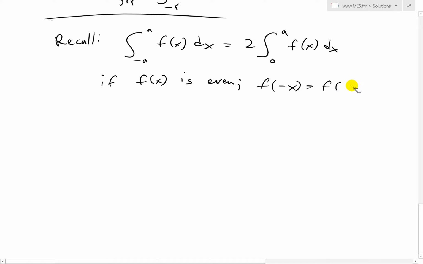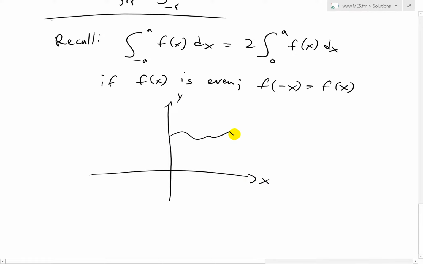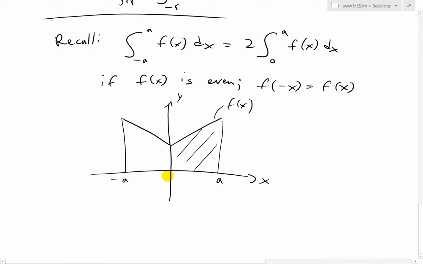For example, if you were to graph it out again, x, y, if you had a function like this, I'll just make it a straight line. Let's say that's our f(x), and this is a, and this is negative a. Basically we could just go 2 times the integral from 0 to a as opposed to finding it from negative a to a.